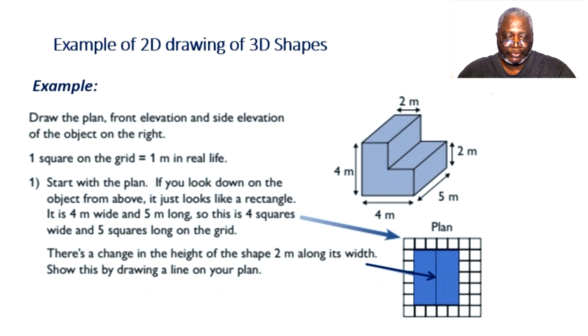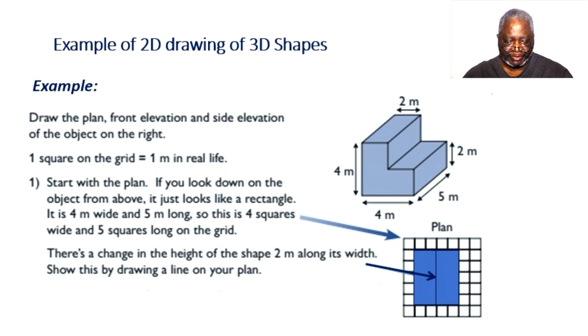Example of 2D drawings of 3D shapes. Draw the plan, the front elevation and the side elevation of the object on the right. 1 square of the grid is equal to 1 meter in real life. Start with the plan. If you look down on the object from above, it just looks like a rectangle because you do not see any elevation. It is 4 meters wide and 5 meters long. So this is 4 squares wide and 5 squares long on the grid.